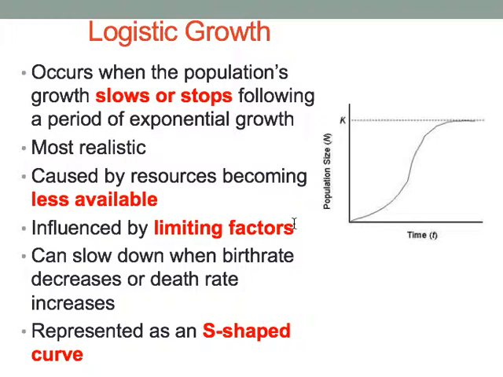Logistic growth occurs when the population growth is slowing or stopping following a period of exponential growth. This is the most realistic, as we talked about, and it is caused by resource depletion. Either it's running out of food sources, so the population is getting too high for its resources, or it could be influenced by habitat. It might not have as much habitat, or it might have a limiting niche. All of these things can be limiting factors and cause logistic growth, or slowing of exponential growth.